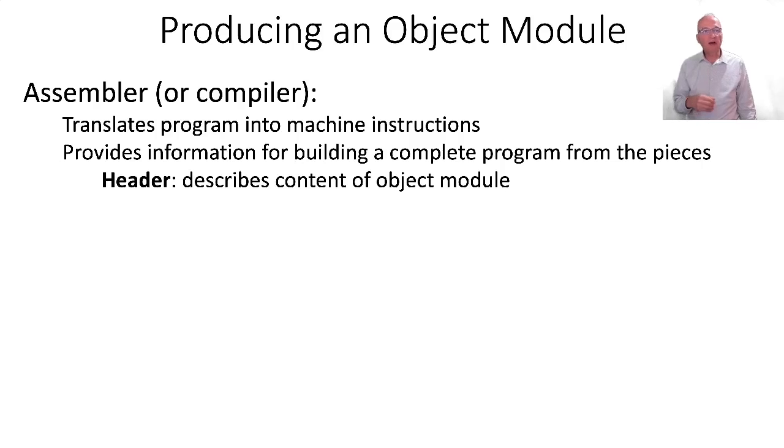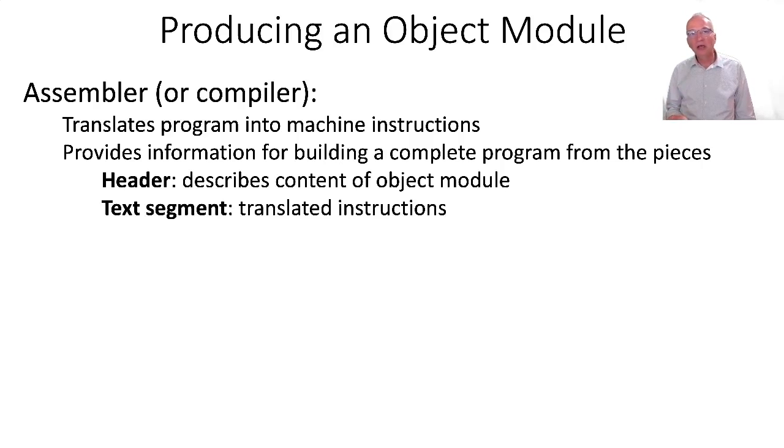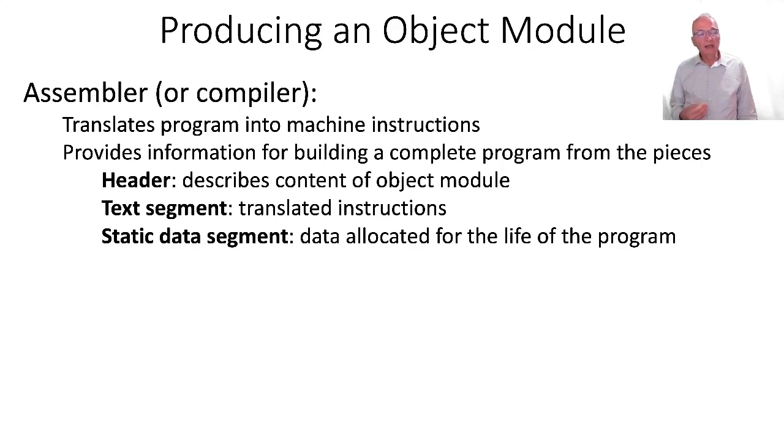The file that contains one of those pieces will have a header that describes the contents of that object module. There will be a text segment, like the .text segment in our modules when we write assembly programs. The text segment contains the translated instructions. Then there is a static data segment, which is data allocated for the life of the program. Anything in the static data segment is present there while the program is running.